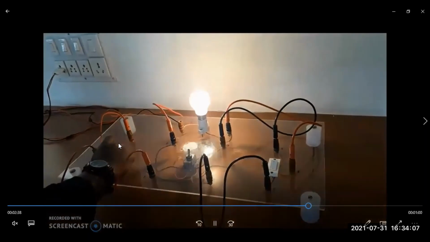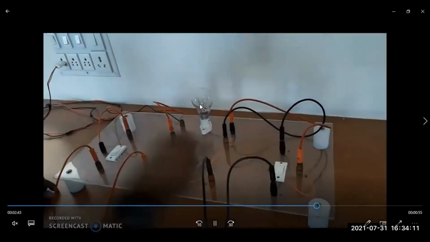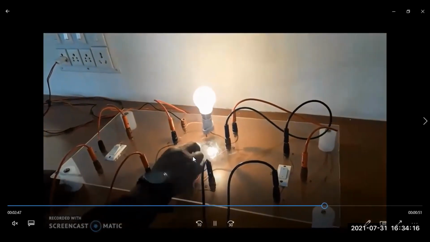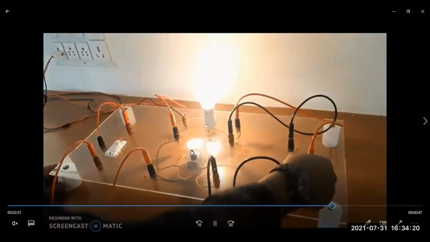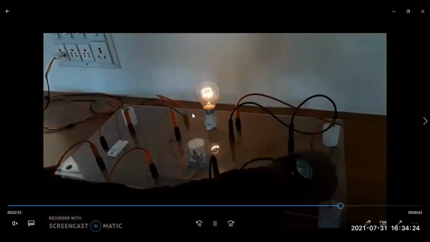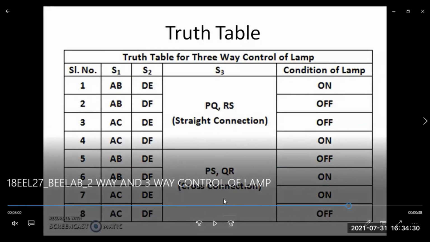Now, you have to vary the position of S1 and S2. By changing the position of S1 and S2, you can control the lamp. The thing is, it is at a straight connection. Once it is done, you have to complete the truth table. And also, when you pull down, it is known as cross connection. So, you have to perform the similar operation of S1 and S2 for the cross connection. I'm going to change the position, then you can note down. So, this is your straight connection and cross connection. You can complete the truth table.